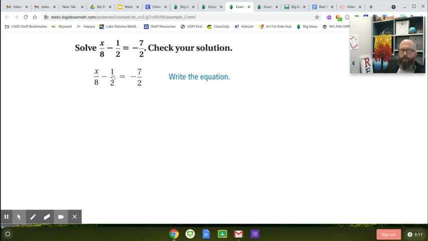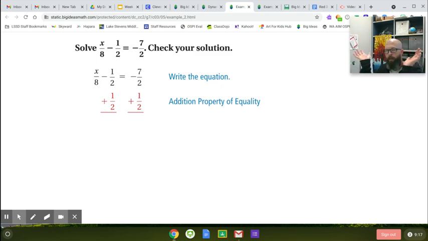So I'm going to add 1/2 to both sides because the inverse of subtraction is addition. So I'm going to add 1/2 here and add 1/2 here. So the addition property of equality means to keep the equation equal, I'm going to do the same thing on both sides. So now, when I add this to both sides, I'm left with nothing here, and I have x over 8 equals negative 7/2 plus 1/2 is negative 3.